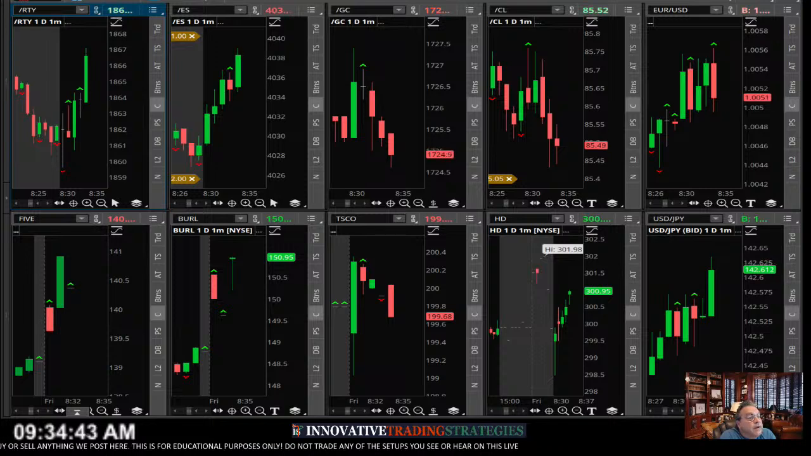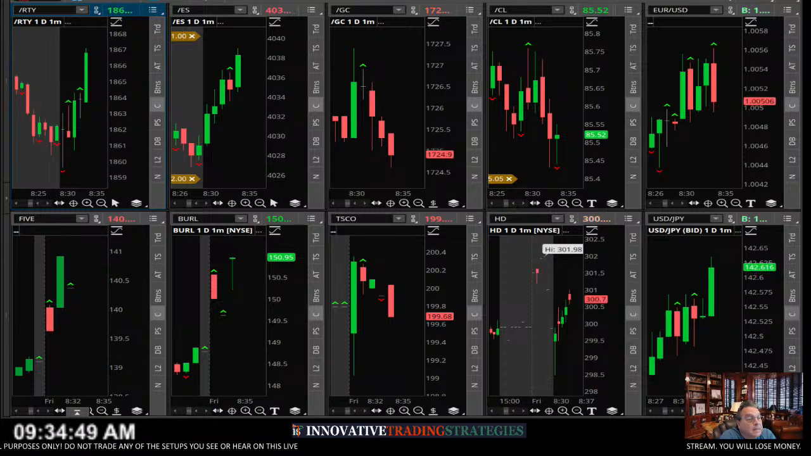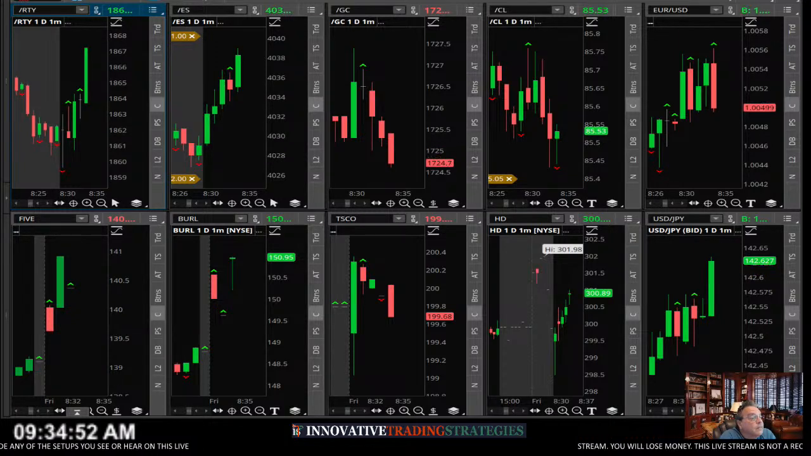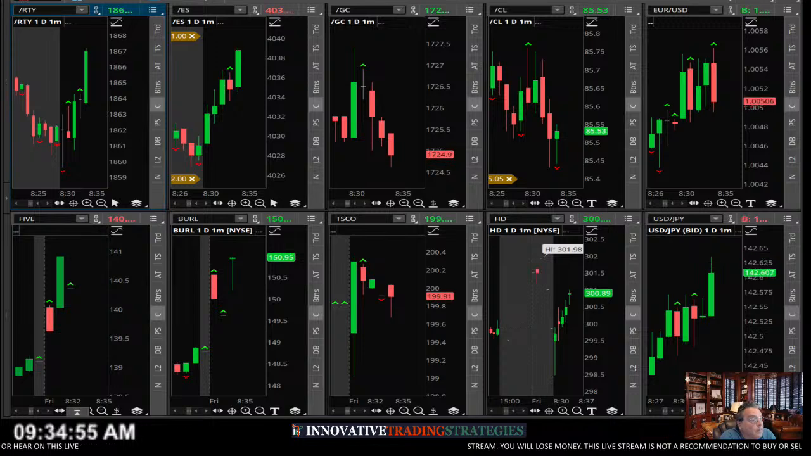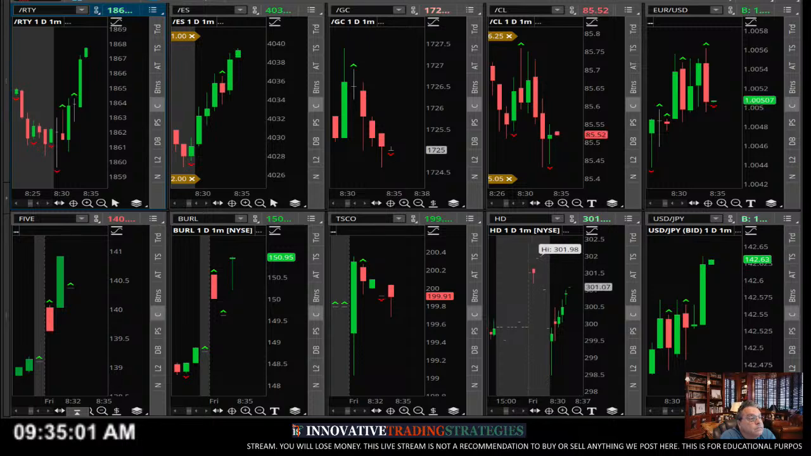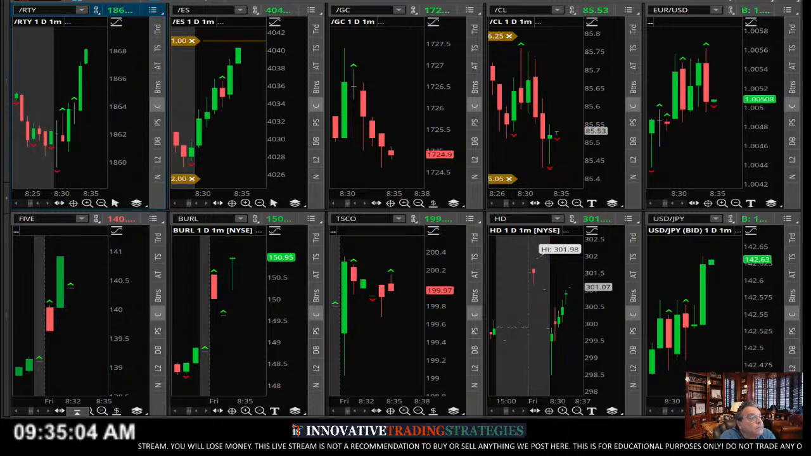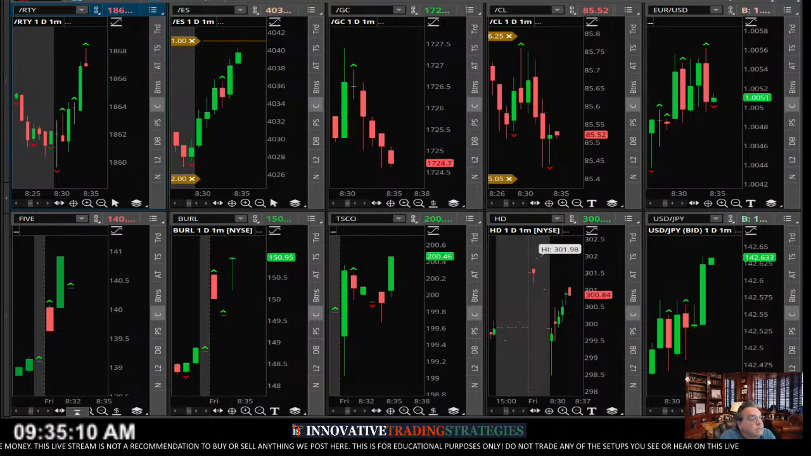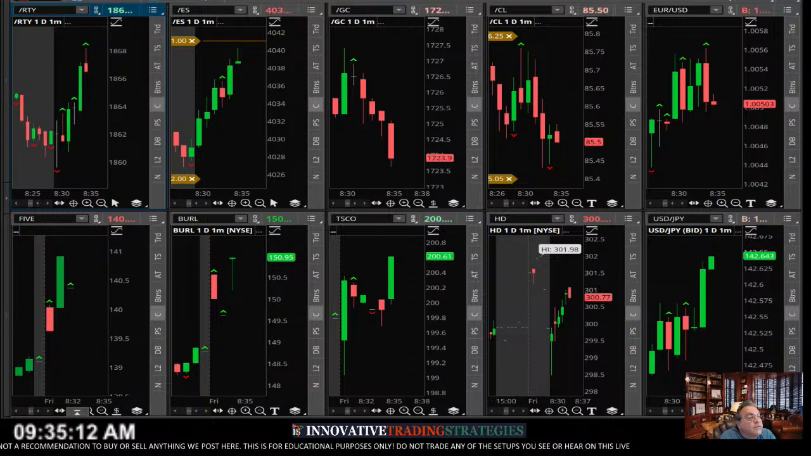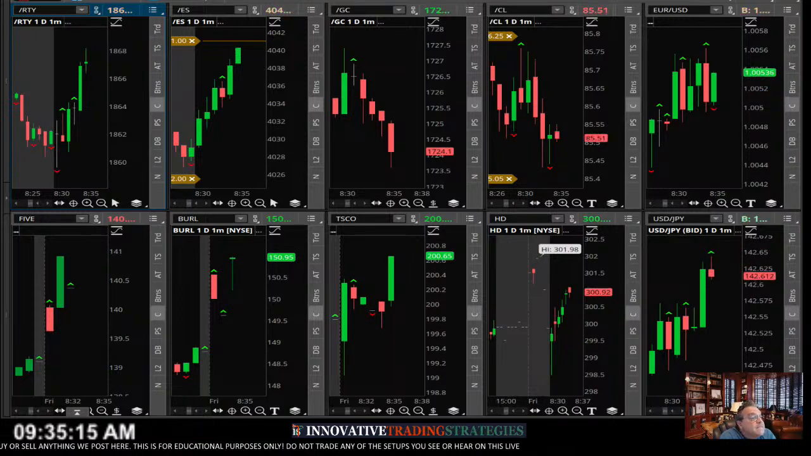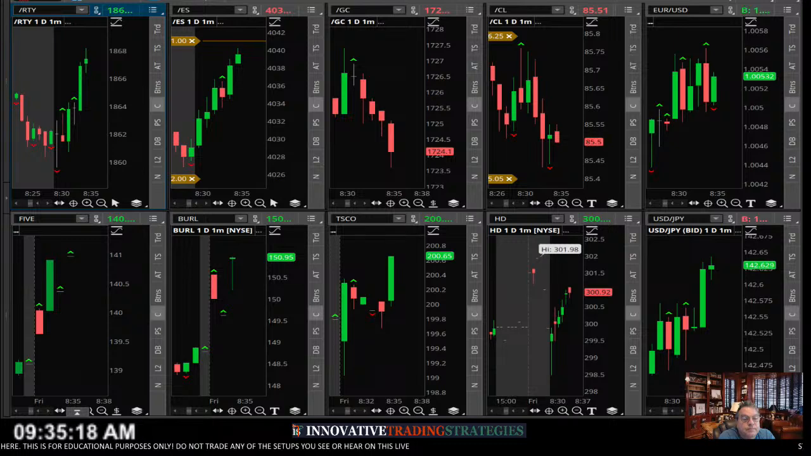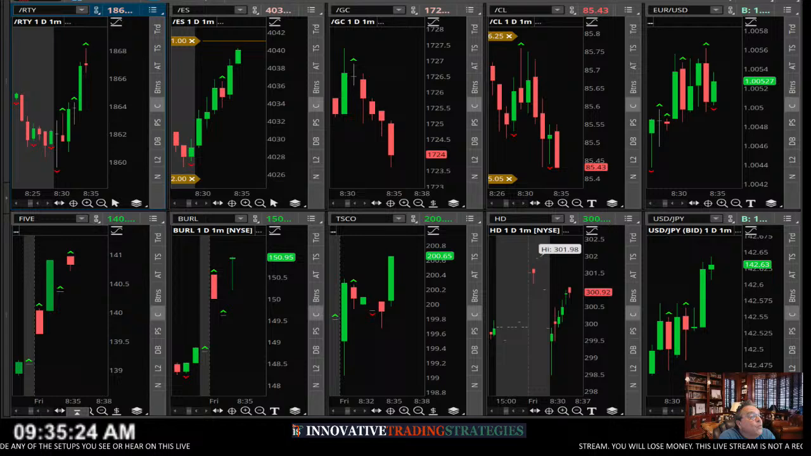Reversal is going to be 86.25 if we need the reverse. Possible reversal coming up on ES that would set us up for an HF1 buy. It's going to be on the E-mini S&P. 4041 is going to be that reversal.